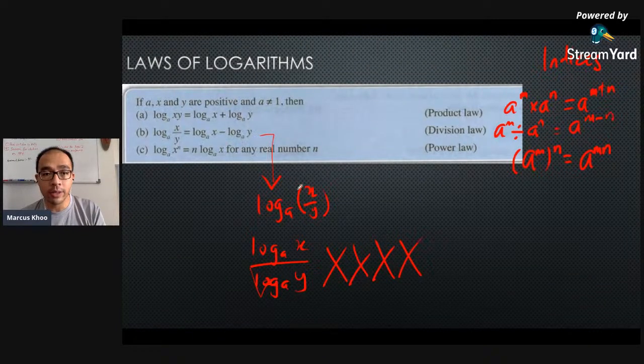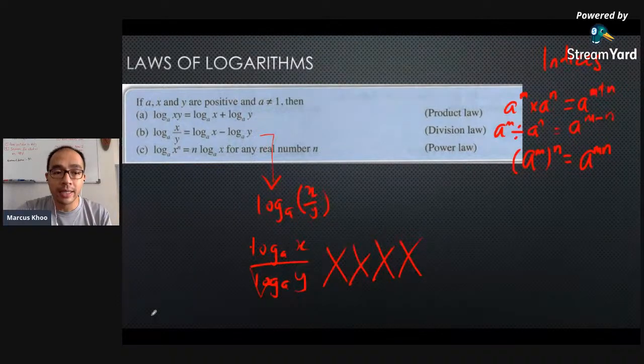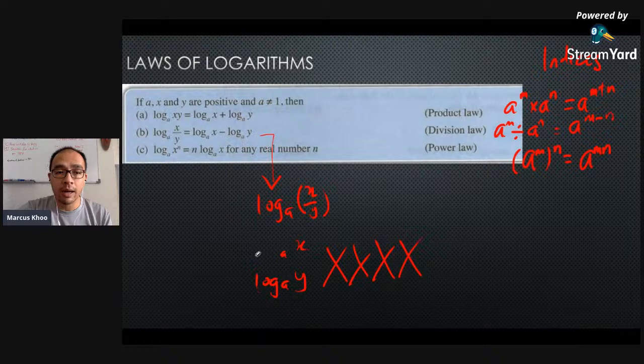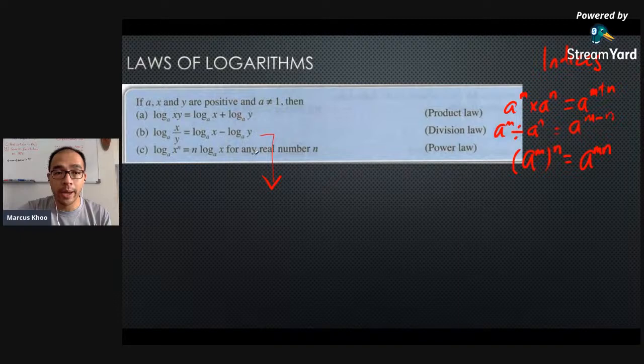This law talks about when these two are divided and then given the same log. This one is X with log divided by Y with log. Different story altogether. Don't treat them as the same. It is a very common mistake and I've seen many students always make this mistake. So please be very aware.